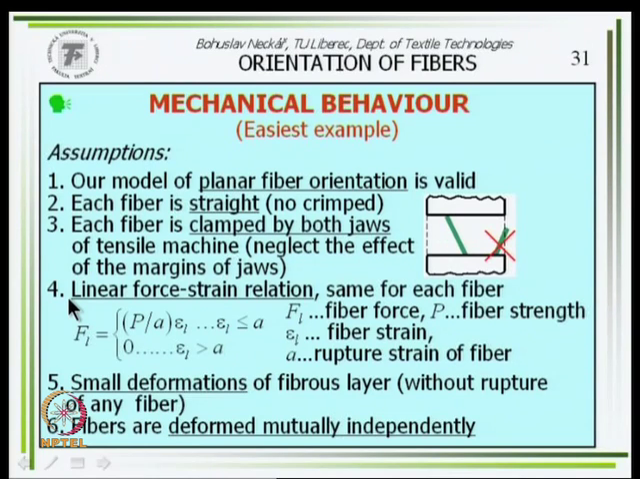Fourth, because I said easiest model, let's imagine a linear force-strain relation, the same for each fiber. So between the fiber force F_L and the fiber elongation epsilon_L is the relation: breaking strain times epsilon. This is the constant for the fiber times epsilon_L, and 0 of course after breaking, but we will not consider this. Fifth assumption, small deformations, so small that no one fiber will be destroyed through our process. And the last of our assumptions is that the fibers are deformed mutually independently. We don't calculate the fiber-to-fiber friction in our structure, and so on.